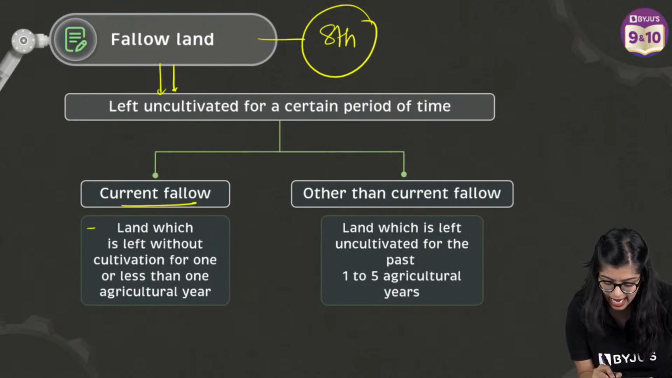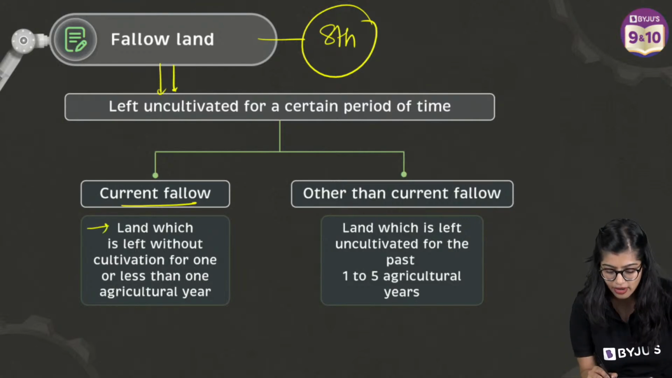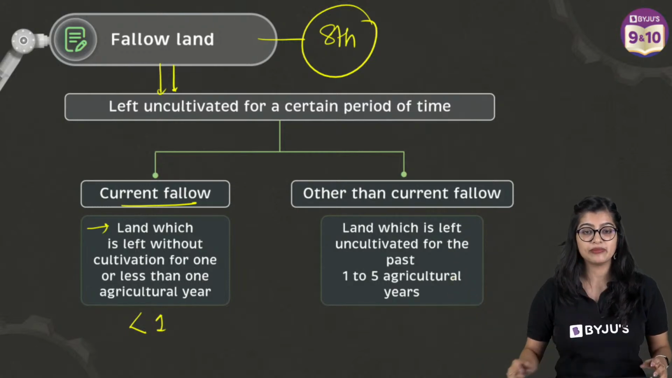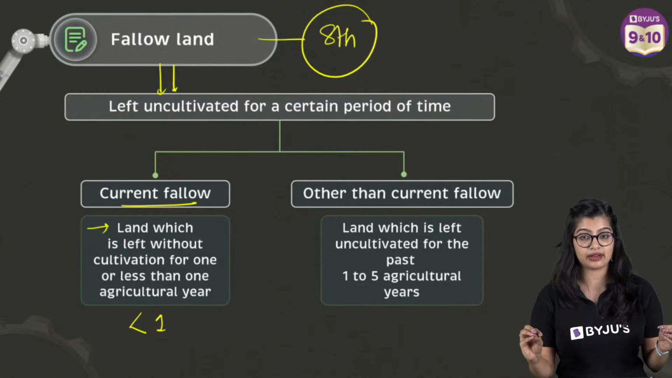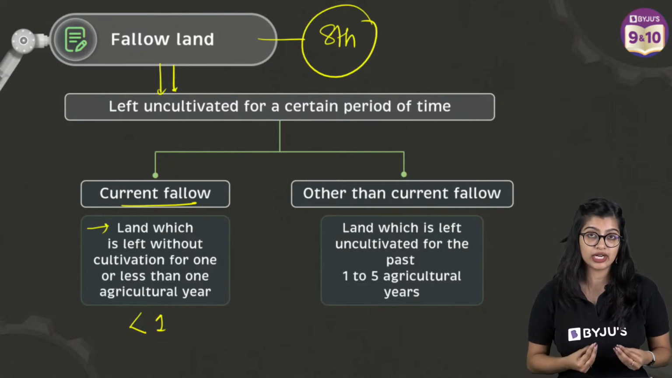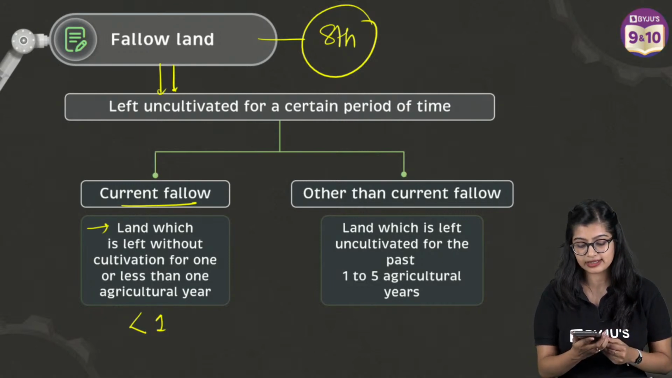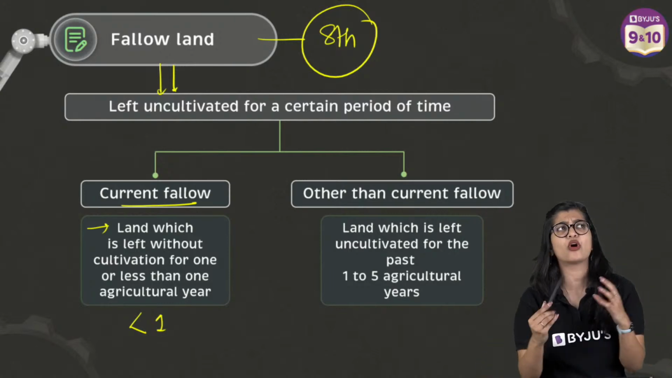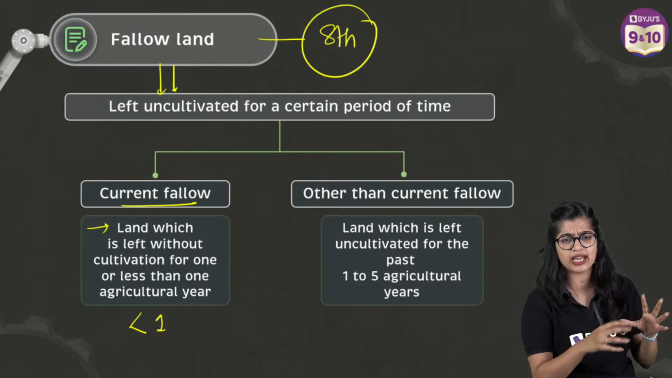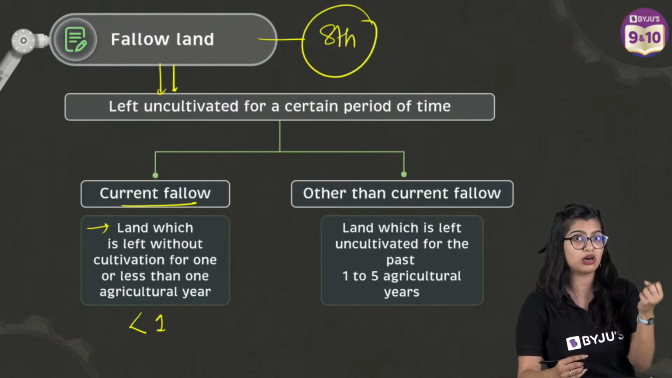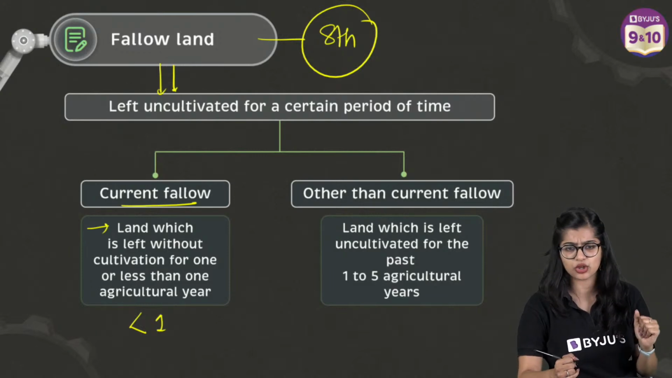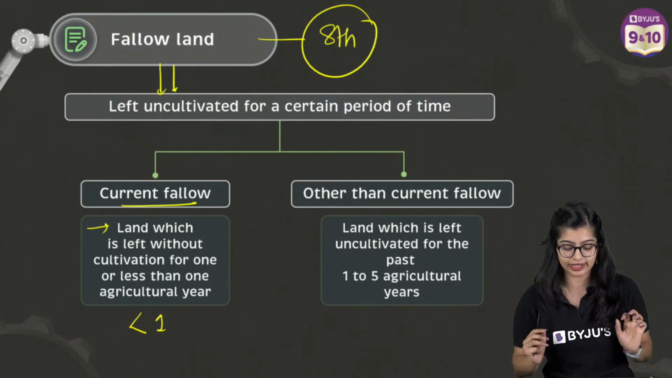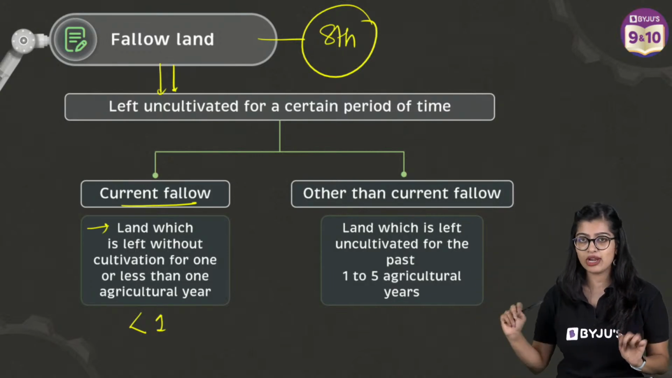Current fallow is a land which is left without cultivation for less than one agricultural year. Now, why do farmers do this? Comfy Studies has asked me, ma'am, if we leave this land uncultivated, is it so because we want to restore fertility? Yes, it is for the same reason. The main reason why earlier farmers were doing this is because they wanted to give the soil enough time to get back the nutrients that they have given away for that crop to grow, right? So they leave it as it is so that the soil can recover and have more fertility.